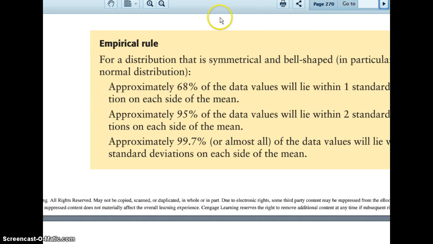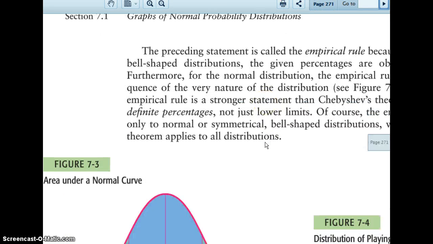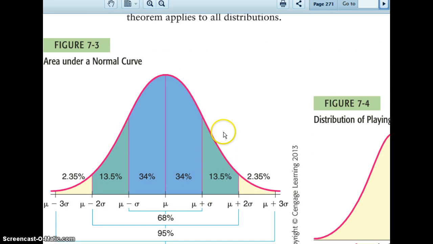For number 2, look at page 270. It discusses the empirical rule. And then also right on the next page, 271, there's more explanation about it so you can really understand what it's saying.